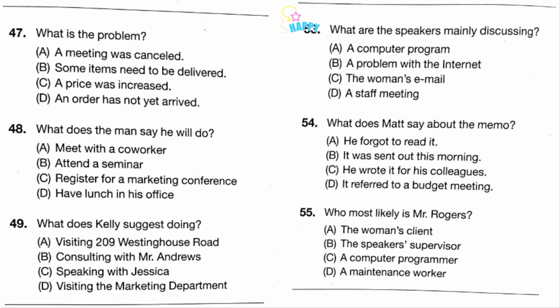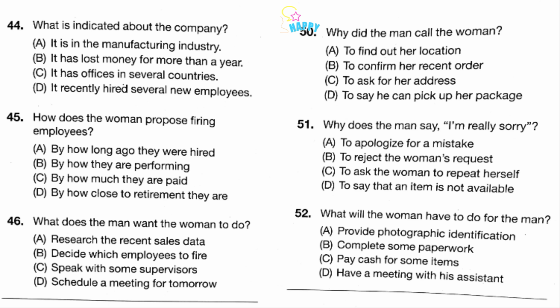Number 47. What is the problem? Number 48. What does the man say he will do? Number 49. What does Kelly suggest doing? Questions 50 through 52 refer to the following conversation.